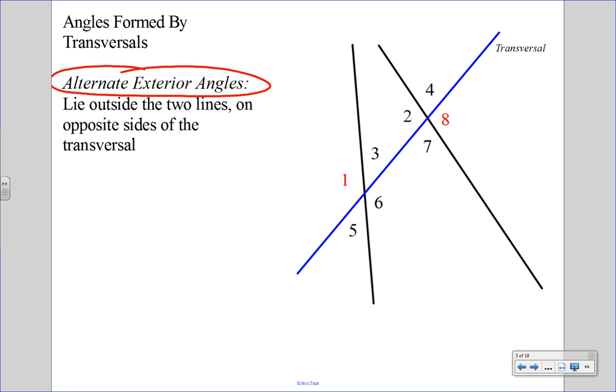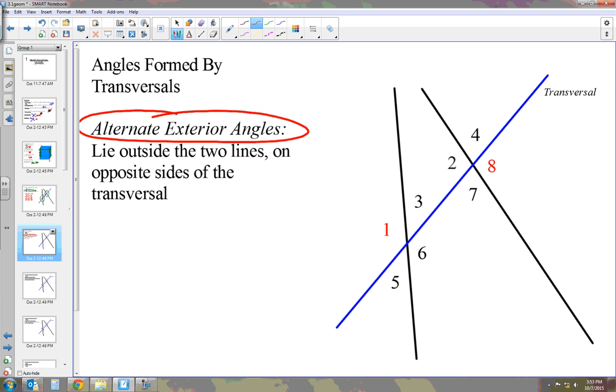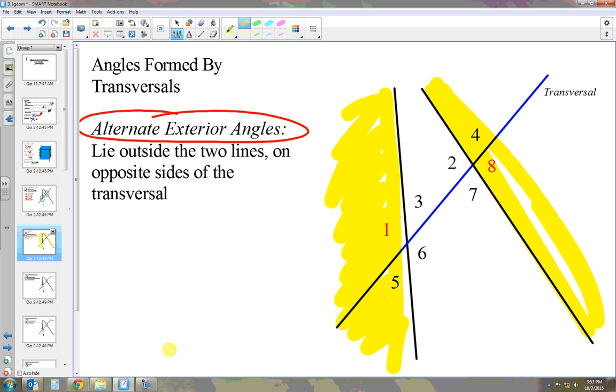Our next angle pair is called alternate exterior. Now let's break these words up. First of all, exterior means outside of the two black lines. So we're talking about this area right here and right here. So exterior means outside of these two black lines. So we only can look at 1, 5, 4, and 8. So we've limited our angles that we're allowed to choose from. So that is exterior.